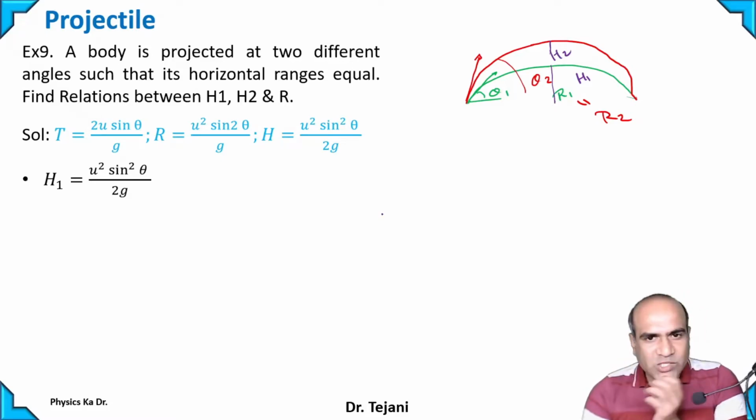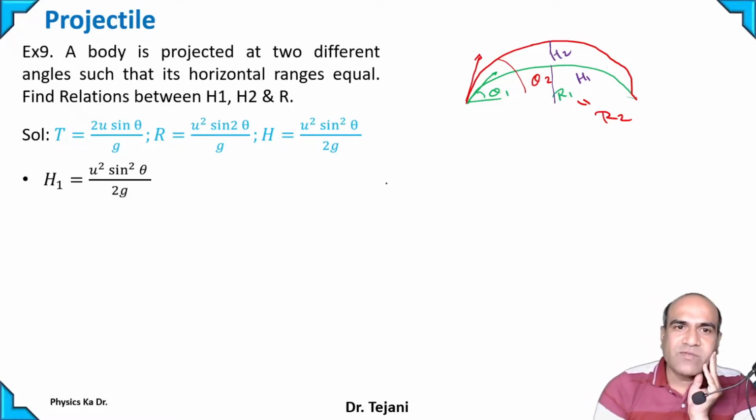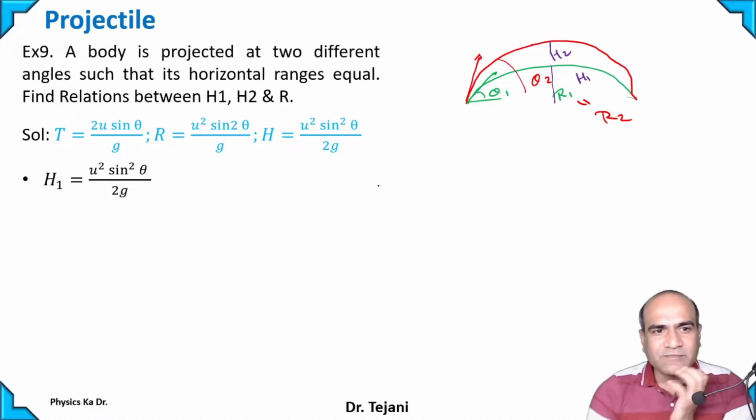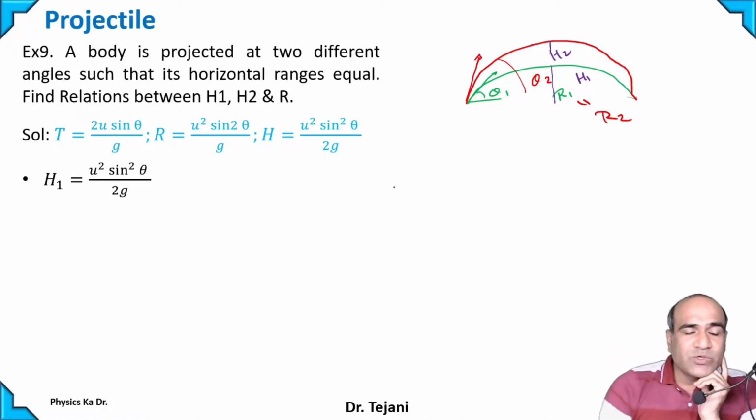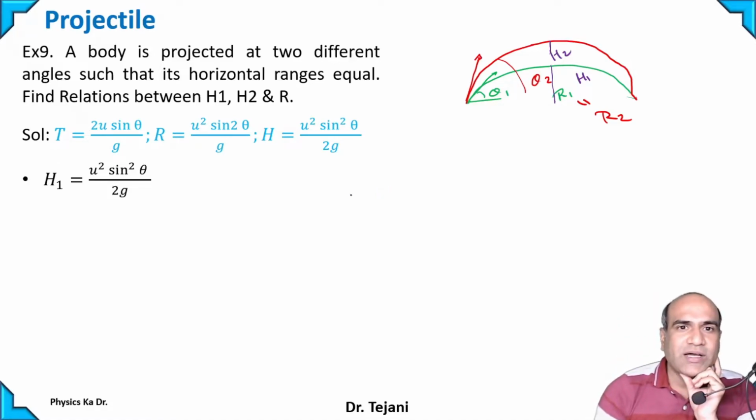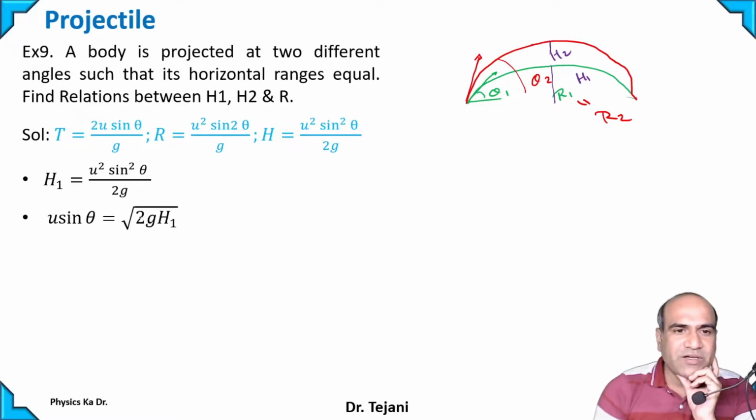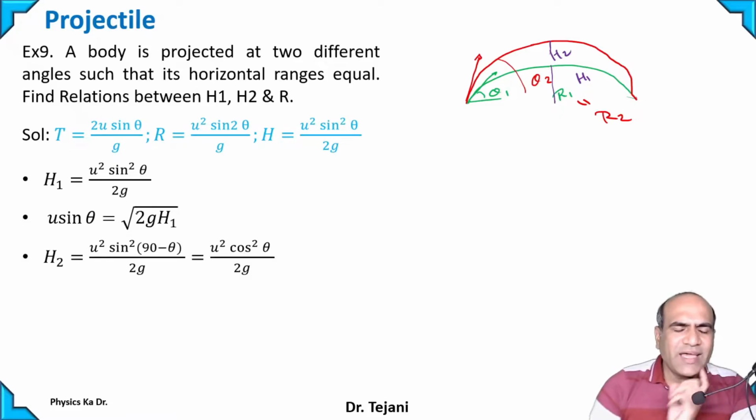So first we have H1, H2 and R. We can put here H1 for the first flight at angle theta 1. So H1 is equal to U square sine square theta by 2g, so we can write under root 2gH1 is equal to u sine theta. You can put theta 1 also, that is also fine. For the H2, u square sine square of 90 minus theta.